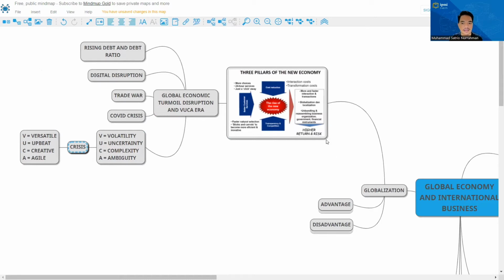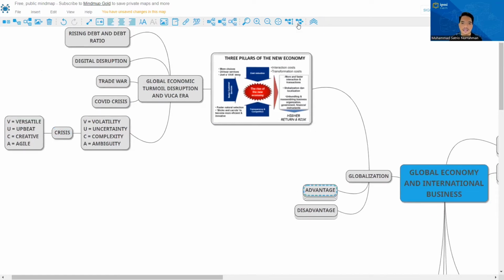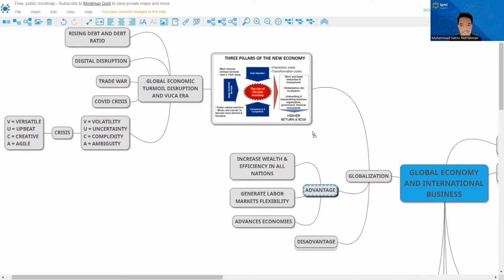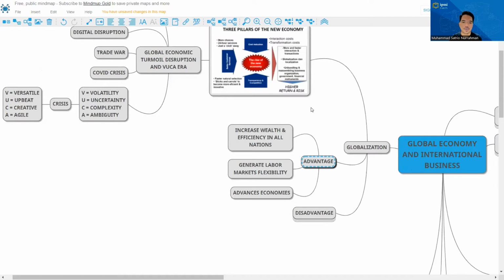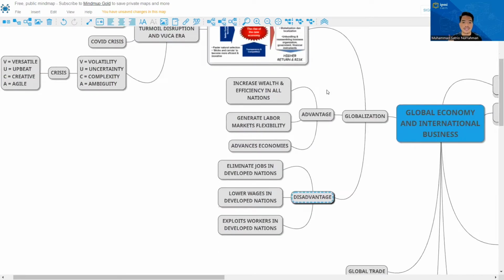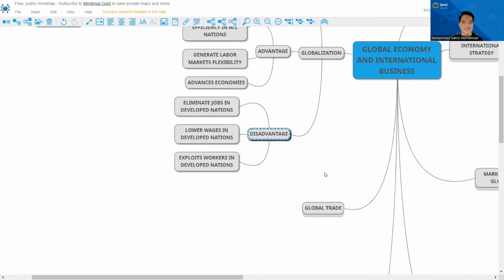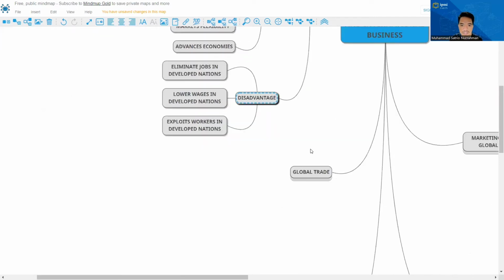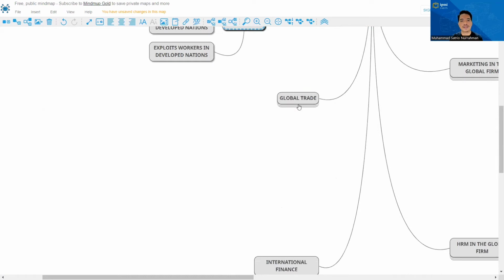And another thing, in globalization there are advantages and disadvantages. The advantages of globalization: it will increase wealth and efficiency in all nations, generate labor market flexibility, and advance the economy of the nation. The disadvantages of globalization: eliminate jobs in developed nations, lower wages in developed nations, and exploit workers in developed nations. That's the first topic of the global economy. Now, let's move to the second topic in global economy and international business.